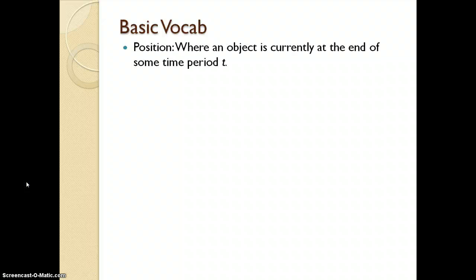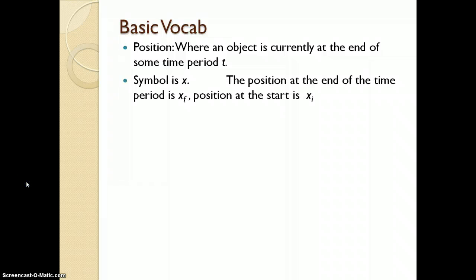So let's begin. There are 3 basic vocabulary words you're going to be writing down for me. The first one is position, where an object is currently at the end of some time period t. As an example, think of someone who's running on a track. They start at the 100-meter mark and they end at the 250-meter mark some time later. Because of that, the symbol for position is x.